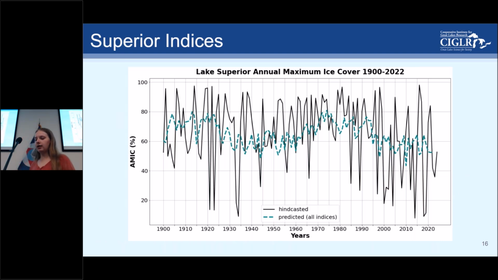So the black line is the hindcasted data from that beta model using the temperature variables, and the blue line is the predicted values from the indices all together. So we can see that the model with the indices did not get the variability that the temperature is able to get with the temperature or with the ice cover, but it is able to get those cycles that we were seeing before of the decreasing, increasing, and decreasing again.